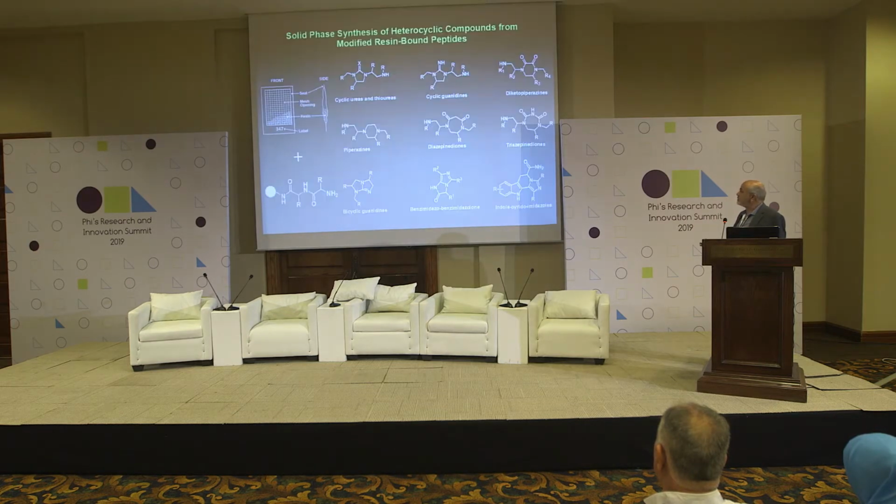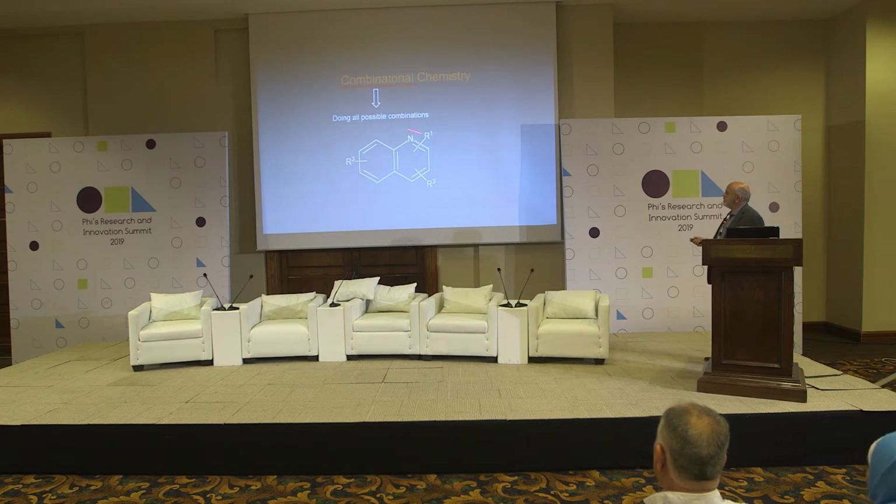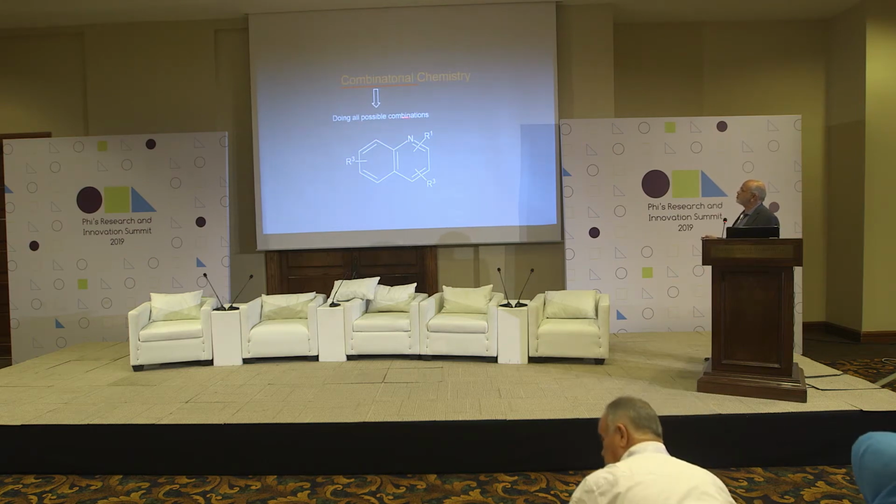When I say combinatorial chemistry, let's say this quinoline. Combinatorial chemistry is that we try to do all possible combinations of an existing drug, let's say the quinoline, and how we can make them. You will see that we use T-BAC technology, which I will explain later on. We start from peptides and transform them to a variety of heterocyclic compounds: cyclic urea, cyclic guanidine, diketopiperazine. All of them are drug-like compounds, and all of them originated from peptides.